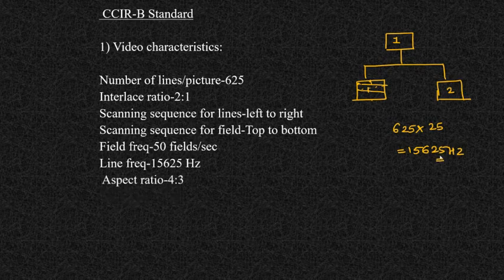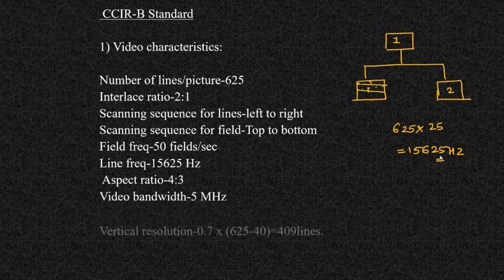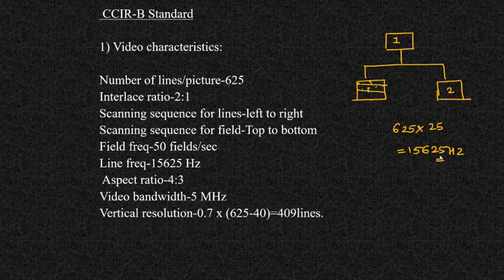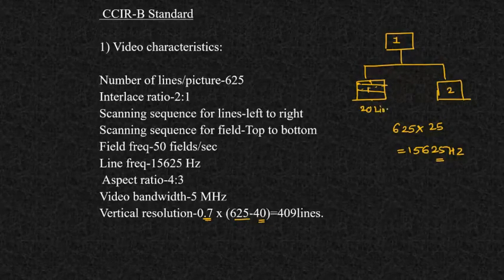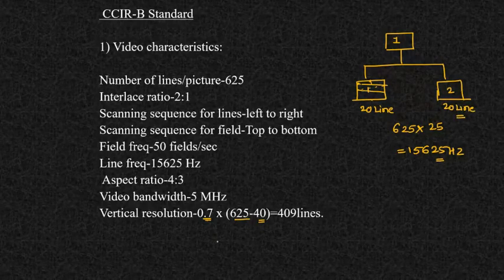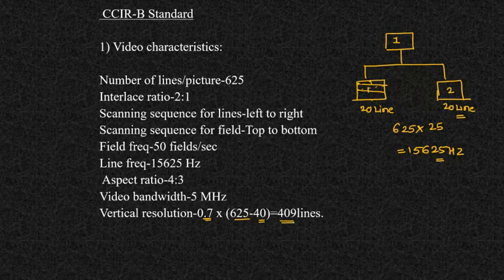Aspect ratio, we are talking right now about the standard television. Okay, that's why it is 4:3. Now video bandwidth 5 megahertz. Vertical resolution, you need to consider the scale factor over here, that is 0.7 into how many lines are there? 625 lines. How many lines get wasted during a vertical retrace? 20 lines each field. So total lines आपके कितने waste हो जाते हैं vertical retrace में? 40 lines. So that's why you need to subtract that 40 lines. So vertical resolution is 409 lines.